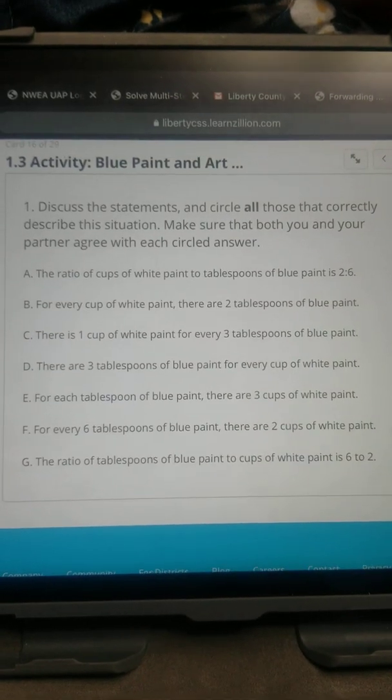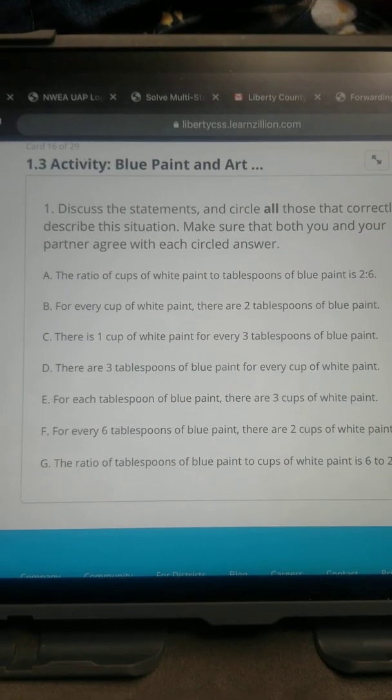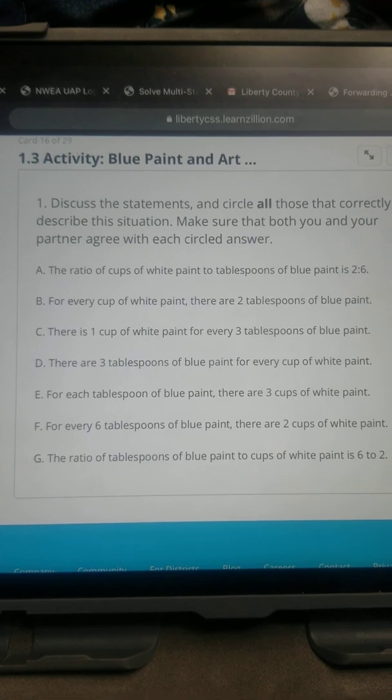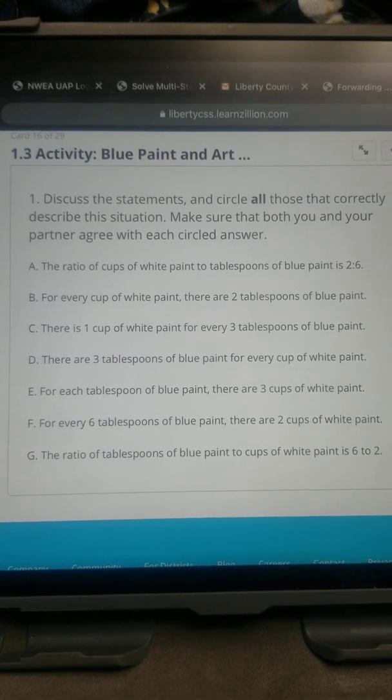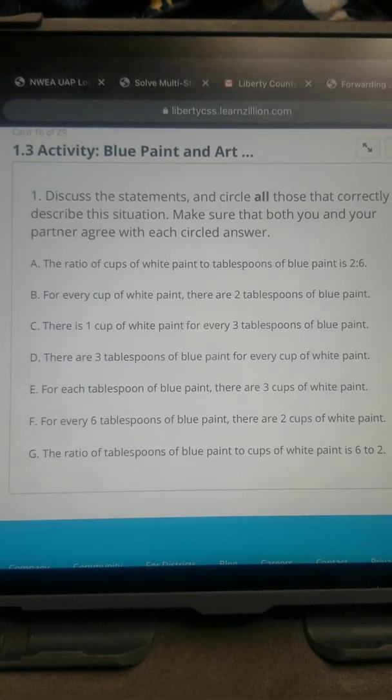The ratio of cups of white paint to tablespoons of blue paint is 2 to 6. Is that correct? For every cup of white paint, there are 2 tablespoons of blue paint. Go back. Oops.